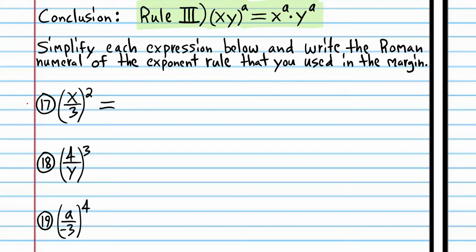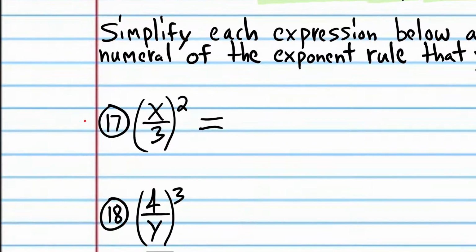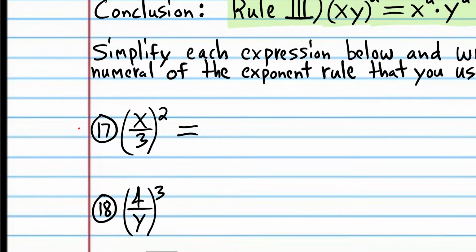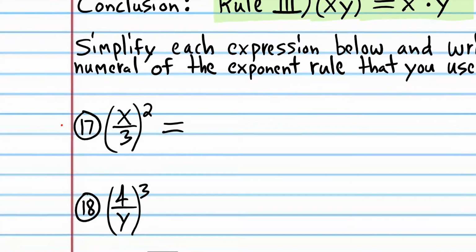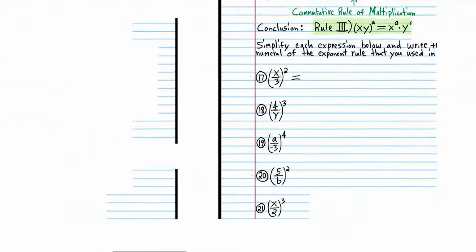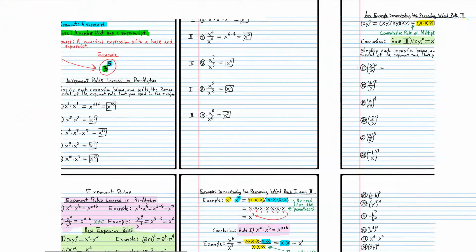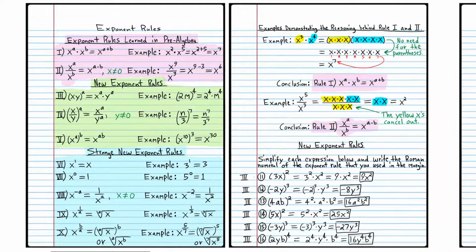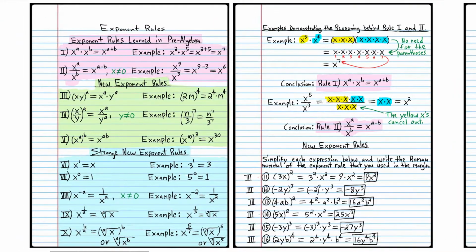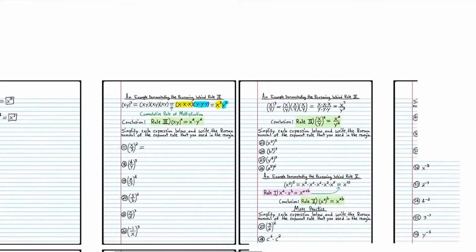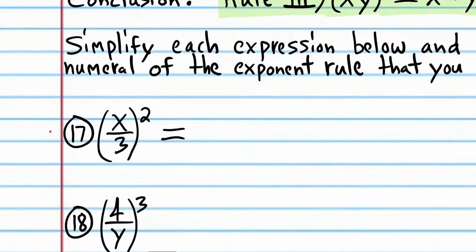Okay, so now we're going to simplify each expression below again. Just write the Roman numeral. And so we're going to go into rule number 4. If you look at rule number 4 on your exponent rules, and I'm going to give you one more opportunity to go and take a picture of those if you haven't already done that. Look at rule number 4, and that's what we're going to do now.